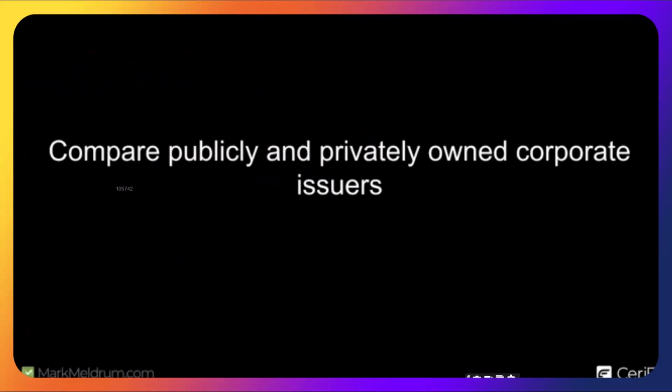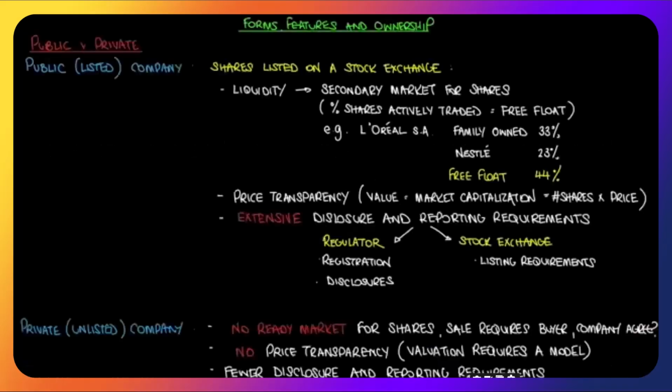Final LOS, and probably where the most interesting information is, compare publicly and privately owned corporate issuers. Now, this is where I said we've got to be careful with the terminology. Corporate issuers here, we are talking about public limited companies from earlier, separate legal entities that are taxed. Those public limited companies may be privately owned or they may be publicly traded. So let's compare and contrast.